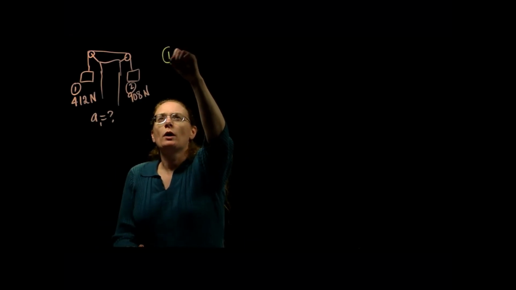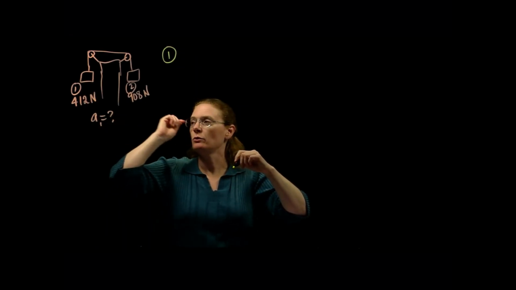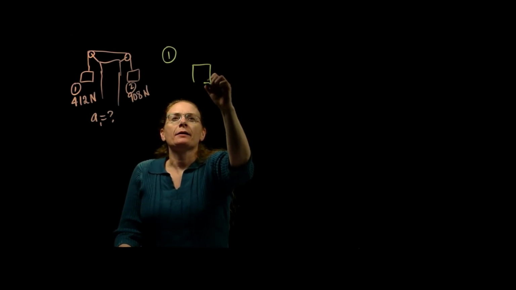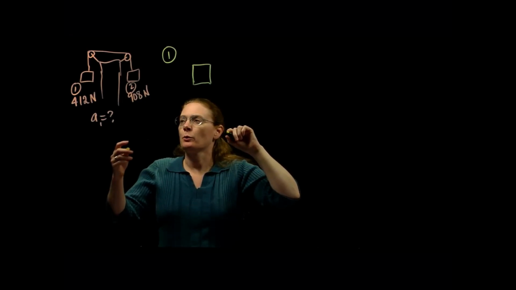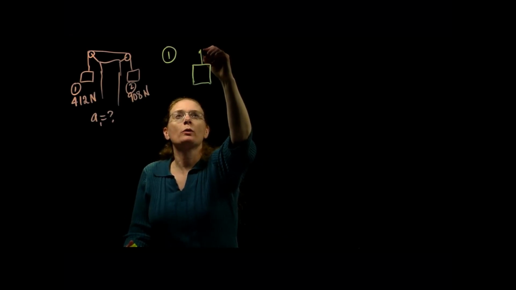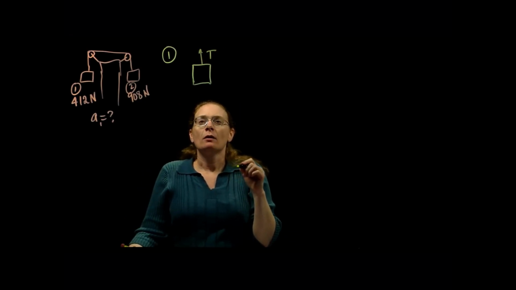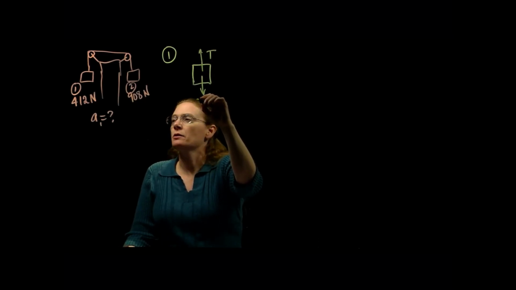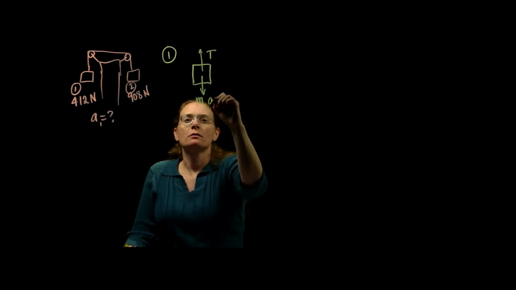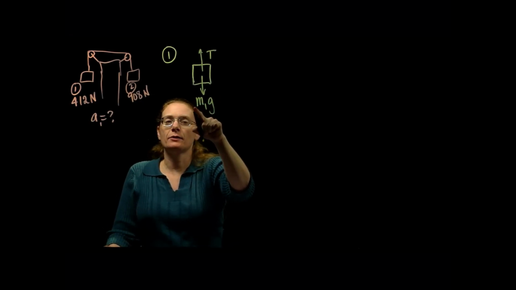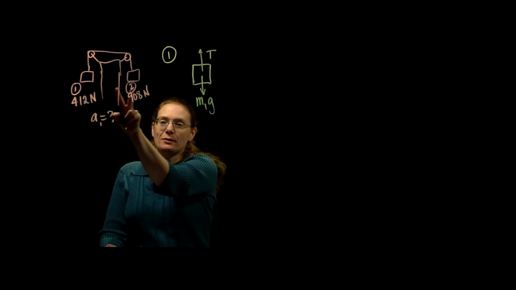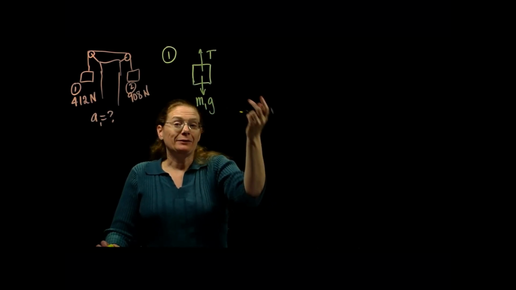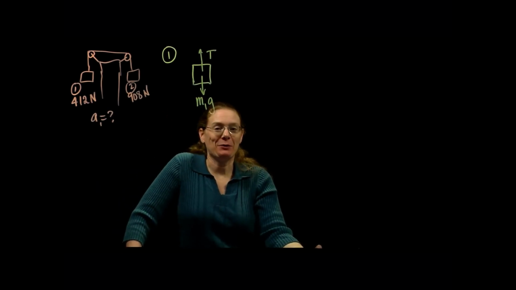For object number 1, the 412 newton weight block, what forces are acting on this thing? Well, the rope is pulling up on it, so we have a tension upwards. The force of gravity, the earth pulling down on it, so we've got tension up, we've got weight down. I'm going to mark that this is m1. We have two different masses here, two different weights, so I've got to keep track of that. And well, that's it. So that was pretty simple.